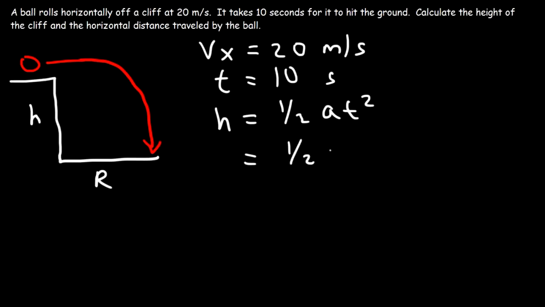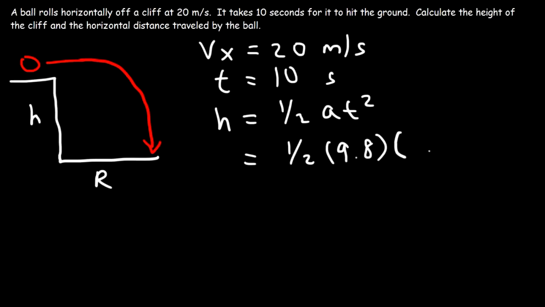Now a, we can use 9.8. If you use negative 9.8, h is negative, but what it really means is that the vertical displacement is negative because the ball is going down. But for all practical purposes, we want the height to be positive, so let's plug in positive 9.8.